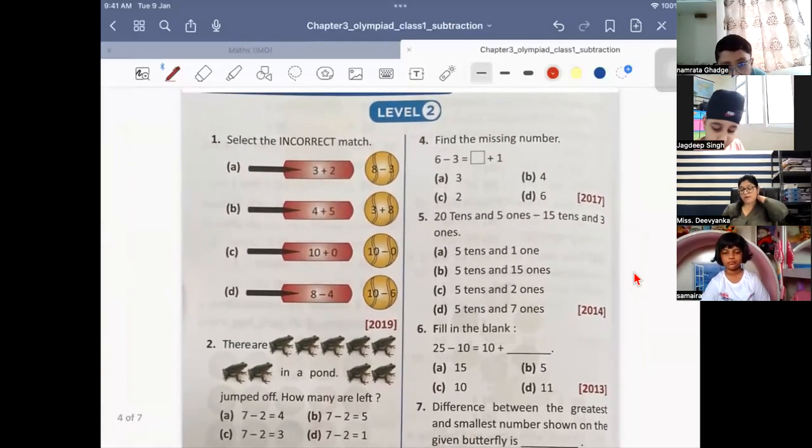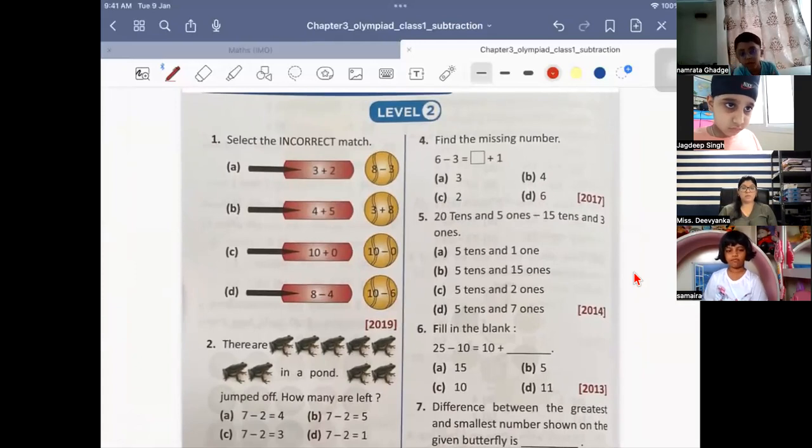Now in question 1, select the incorrect match. So a bat and a ball is given to you. Find out which is the incorrect one.